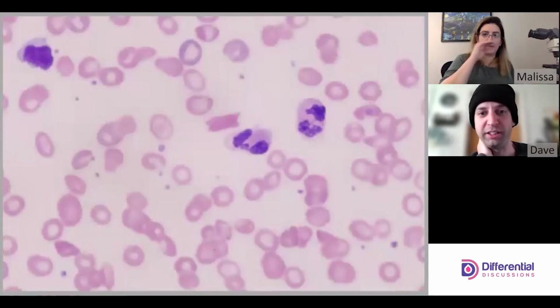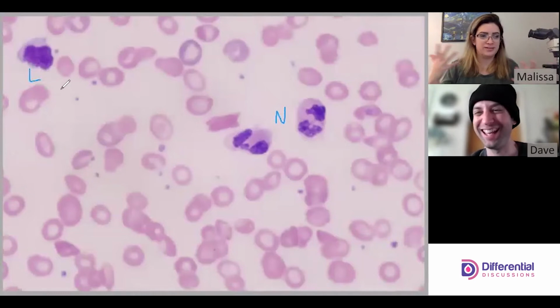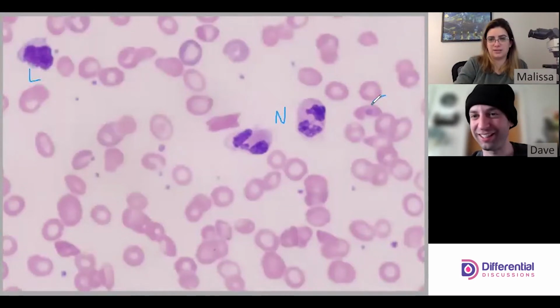Cool. Got some white cells. Yeah. So we've got two neutrophils. We do. Over here. And then this looks like a lymph. Yep. He looks a little disheveled, but it looks like a lymph. Yeah. And then there's a platelet sitting on top of this cell over here.